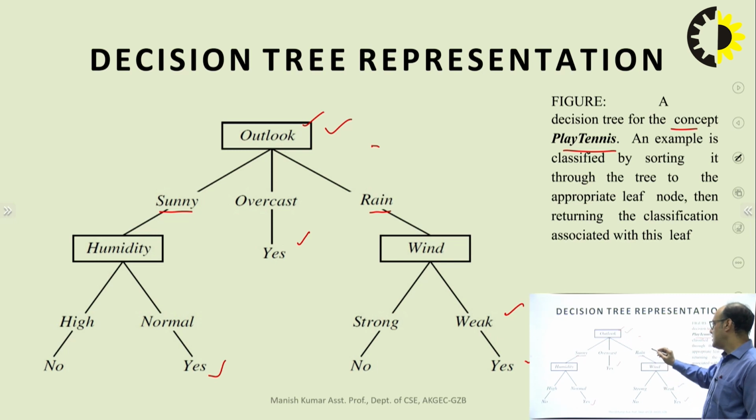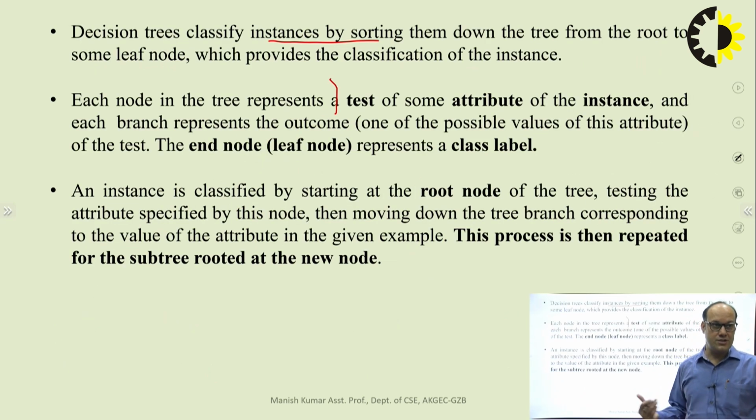If outlook is equal to rain and wind is blowing weak, then there is a possibility of playing tennis, right? So how we can represent this, we will see in a few minutes.